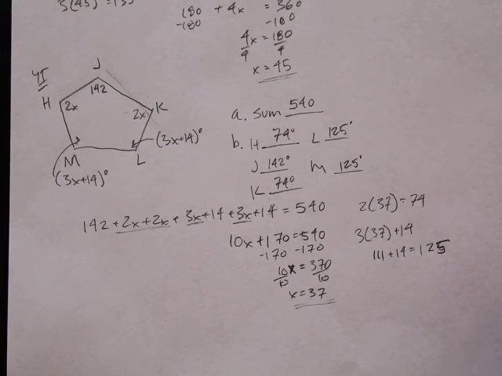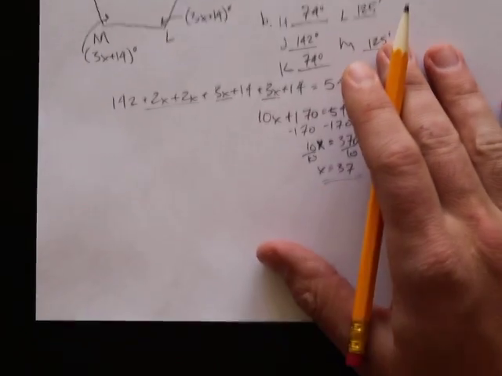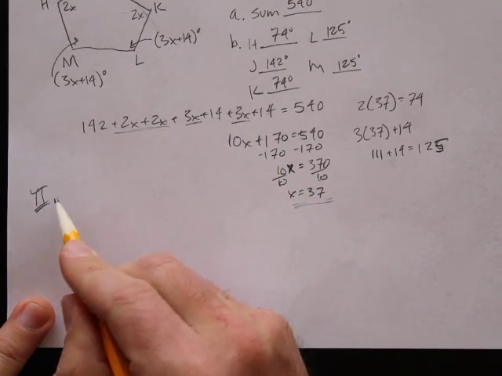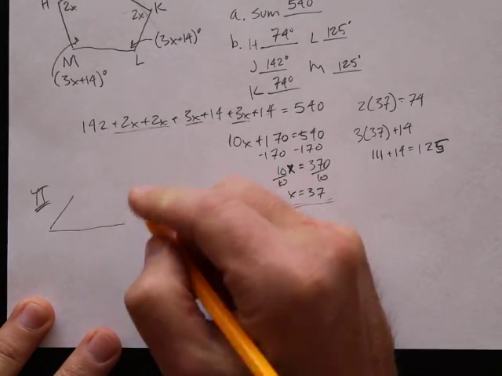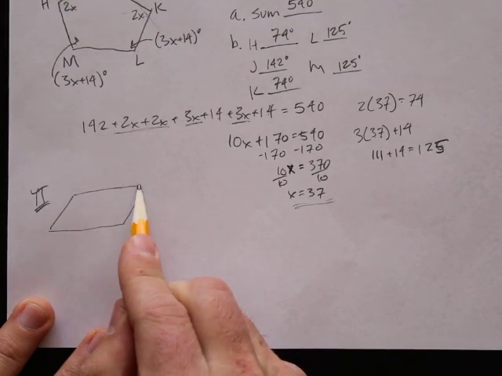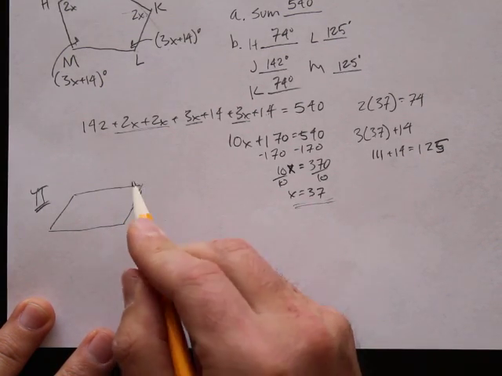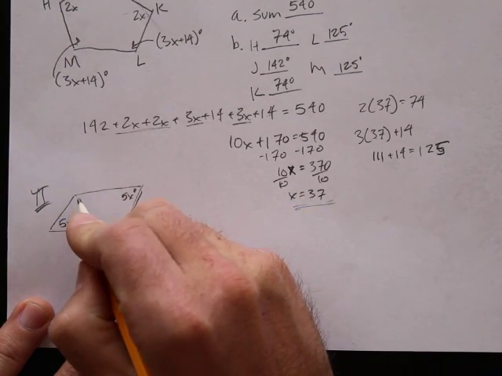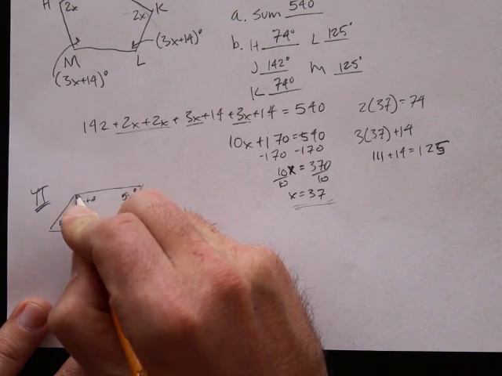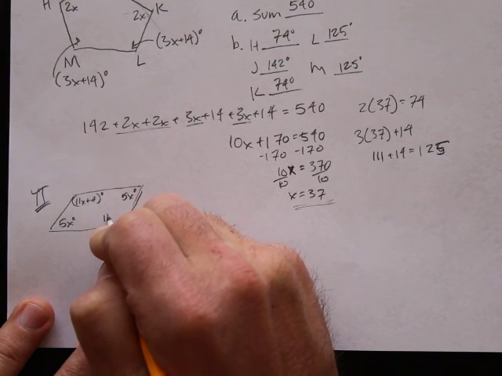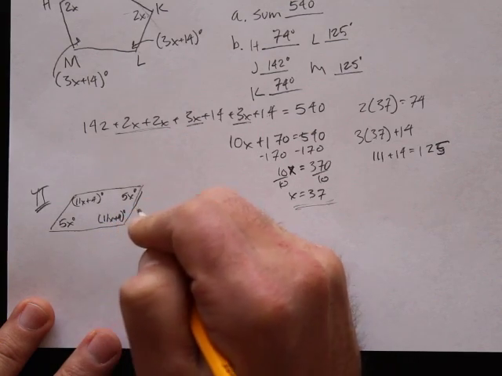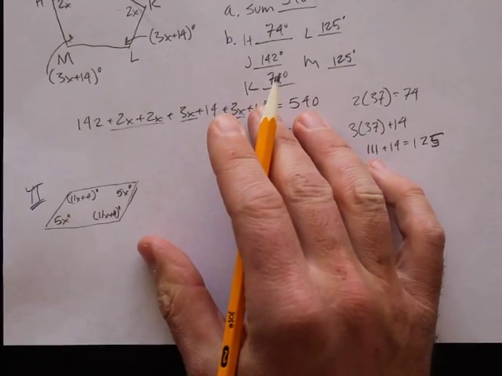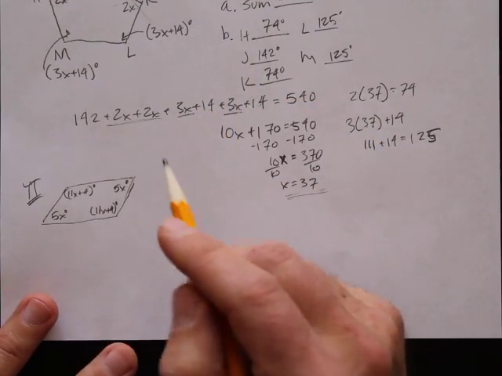Should we do one more of those You Try's? Okay, that's fine. Let's do one more. So I have a parallelogram. I know it's a parallelogram because this angle is 5x and this angle is 5x degrees. This angle is 11x plus 4 degrees and this angle is 11x plus 4 degrees. So these two angles are congruent and these two angles are congruent. I've got a parallelogram. We're going to look at that more later.